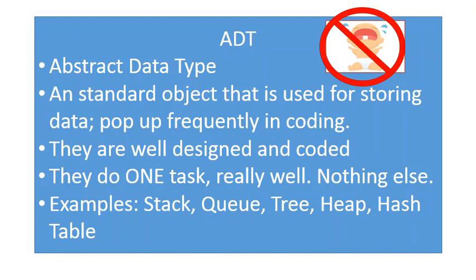All right, so ADTs are all very well designed and coded. They've been very specifically structured to be super fast. They're going to do one very specific task. You'll see that the stack is really narrowed to one thing, and it does it really, really well, but it doesn't do anything else. So the examples that we're going to look at are the stack, the queue, and the tree. But something that you might look at in university is a heap or a hash table. And there's some others, but those are some pretty standard ones.